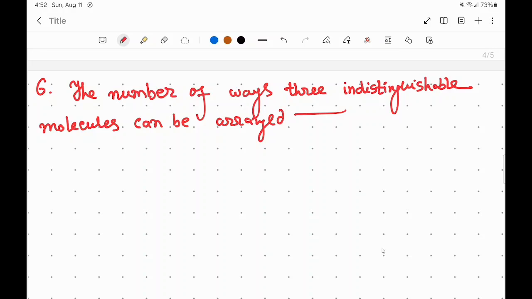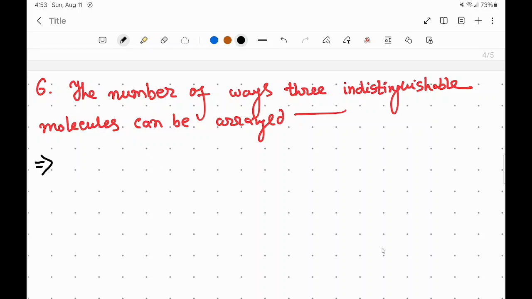3 factorial? How? Indistinguishable means you cannot separate each one. Three indistinguishable molecules are there. How many energy levels are mentioned? How can we say 6? There are four options: 3, 6, 1, 2. An answer is given also, 6.